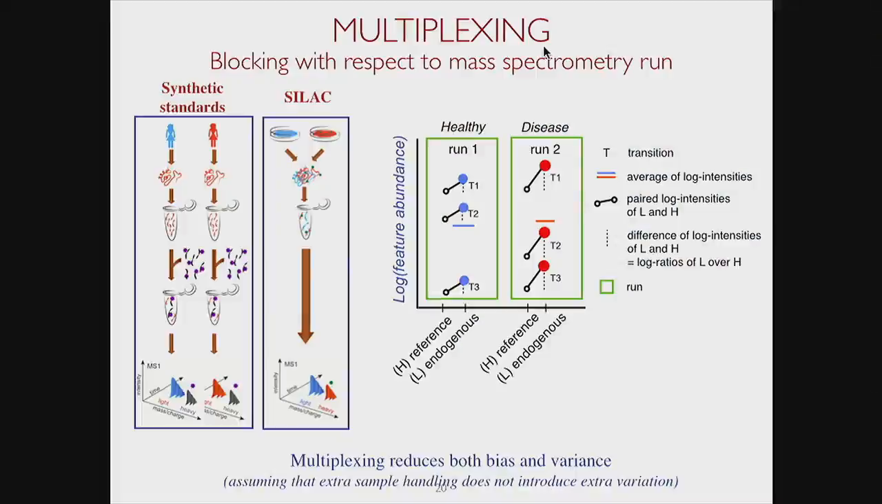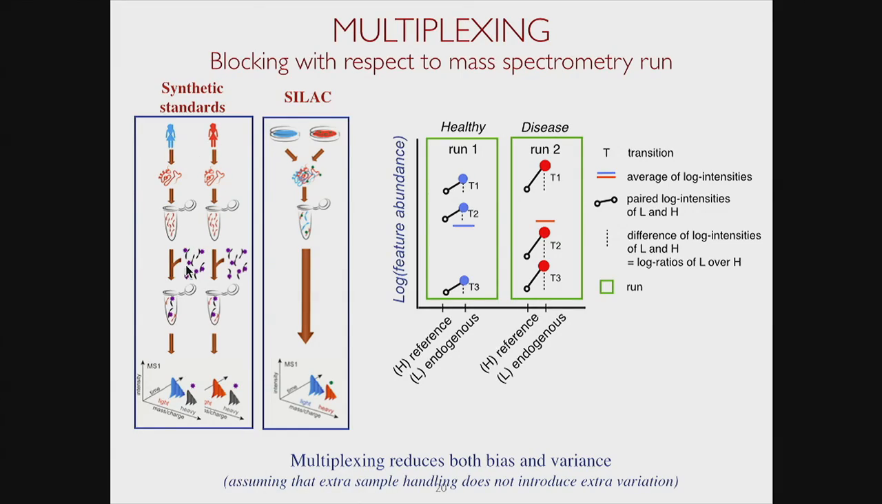So another example of blocking is when we block with respect to some technical sources of variation. A very specific example of blocking is multiplexing. There are many ways to multiplex, but for our discussion here, an important example is when we spike labeled reference peptides in the biological sample prior to mass analysis. So this would be one example like that.